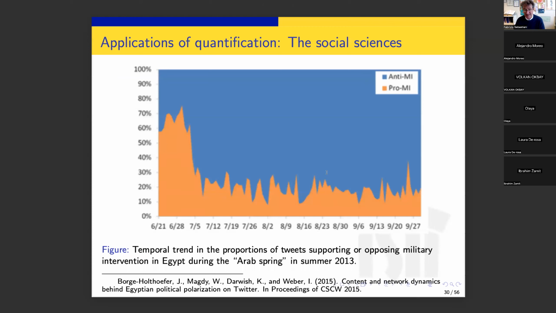So an example for the social sciences is this plot. You can see many such plots in this computational social science paper. This paper was about the Arab Spring in Egypt, and this displays the temporal trend in the proportions of tweets that support or oppose the military intervention in Egypt. So you can see that there is a large amount of shift, and because shift happens, as someone has said, because shift happens, quantification is needed.